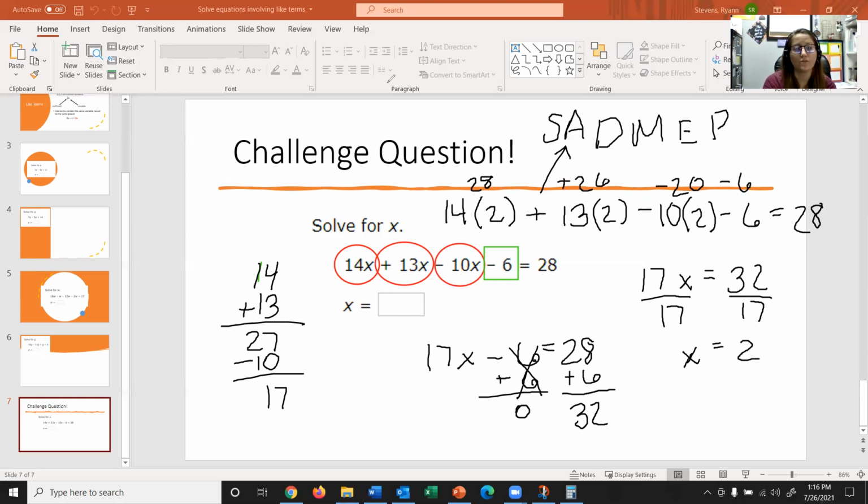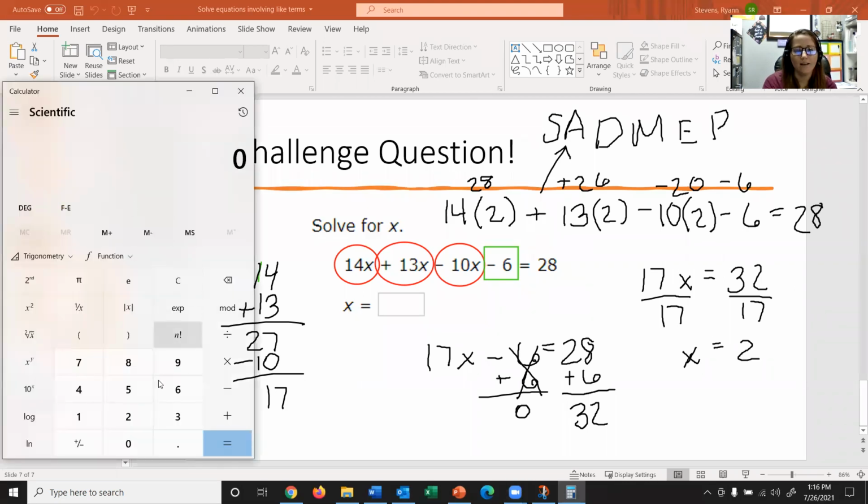So then when we go into our calculator, we would say 28 plus 26 minus 20, and then minus 6 will give us that answer. We could say that 28 is equal to 28, and this equation would work. So our answer would be x is equal to 2.